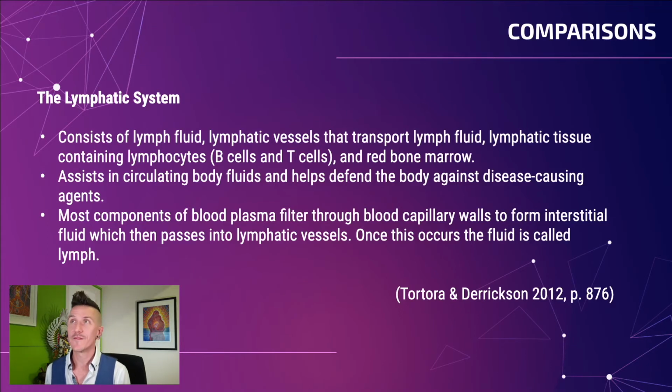Now we have the lymphatic system. It consists of lymph fluid, lymphatic vessels that transport lymph fluid, lymphatic tissue containing lymphocytes, B cells and T cells, and red bone marrow. So it assists in circulating body fluids and helps defend the body against disease-causing agents. Most components of blood plasma filter through blood capillary walls to form interstitial fluid, which then passes into lymphatic vessels. Once this occurs, the fluid is called lymph.